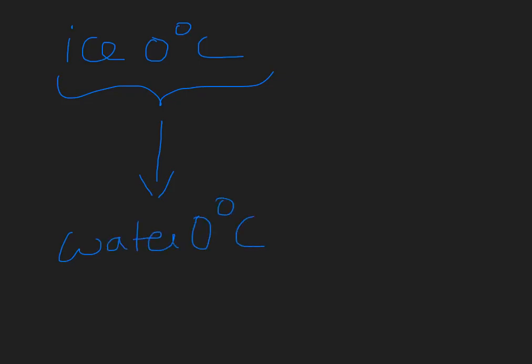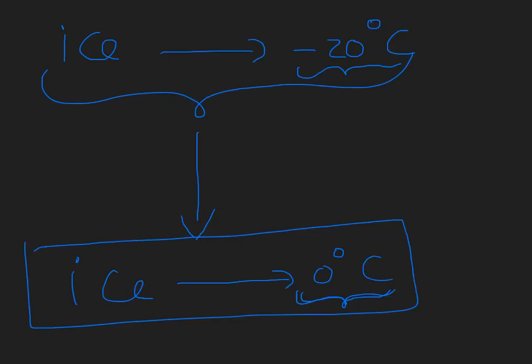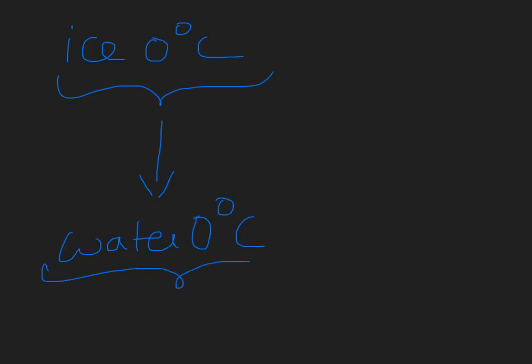After 0 degrees centigrade ice will not be there. If you provide little more heat energy for ice at 0 degrees centigrade, it will convert to water at 0 degrees centigrade. First step, ice at minus 20 to ice at 0 degrees centigrade. After that, ice at 0 to water at 0 degrees centigrade. We can't make ice at some 2 degrees centigrade like that. We can't make this type of conversion.